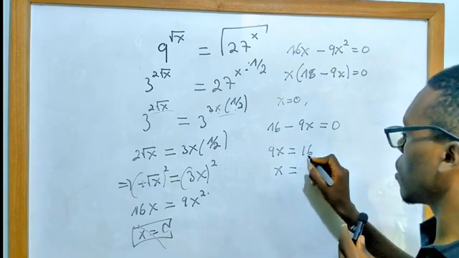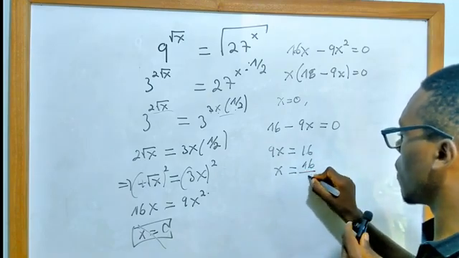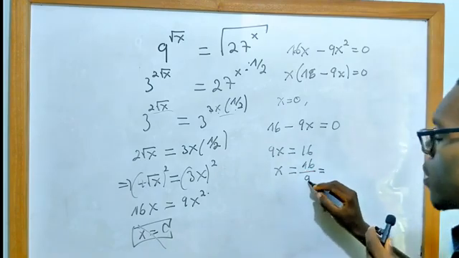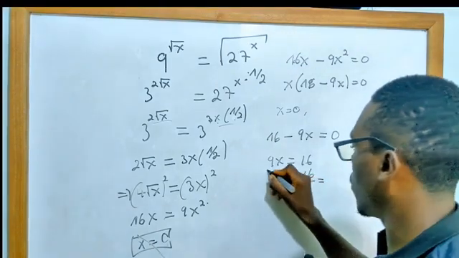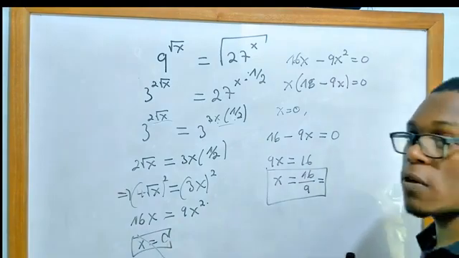Therefore, x is equal to 16 all over 9. And looking here, we don't have any common factor in 16 over 9. Hence, our answer will remain at 16 over 9.